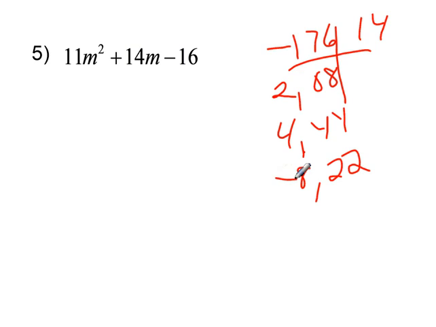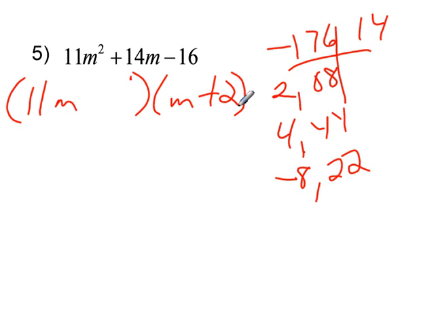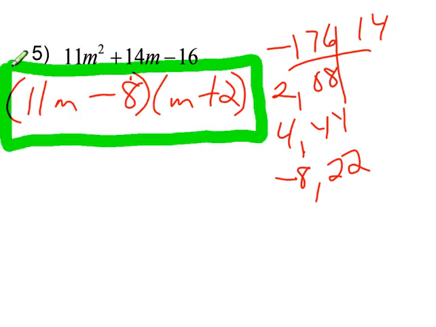So first times first is 11m squared, so that's 11m times m. Outer times outer is 22m. It has to be a multiple of 11, so 11 times positive 2. Inner times inner is negative 8m, so 1 times negative 8. And last times last is negative 16. All right, that's it for part A of hard AC.